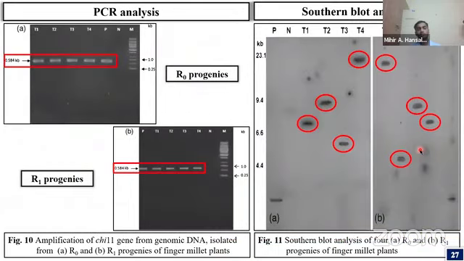Then Ignacimuthu checked the PCR analysis, where amplification of the Chi11 gene from genomic DNA isolated from R0 and R1 progenies shows a 0.584 kb band in both R0 and R1 progenies. Then in figure 11, Southern blot analysis was checked for further confirmation of the integration of the chitinase gene, and it shows one copy in all eight progenies of R0 and R1 plants. It shows the chitinase integration.